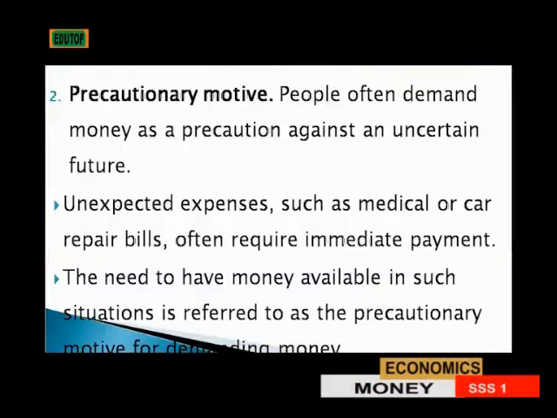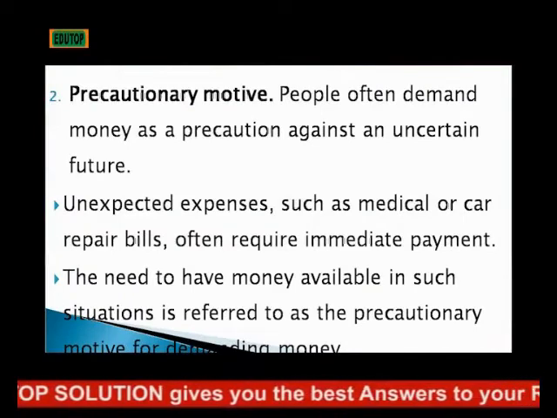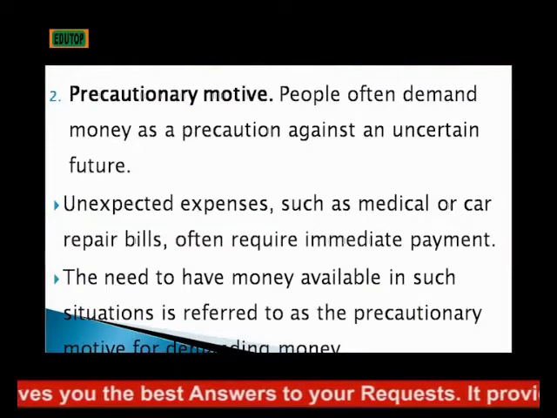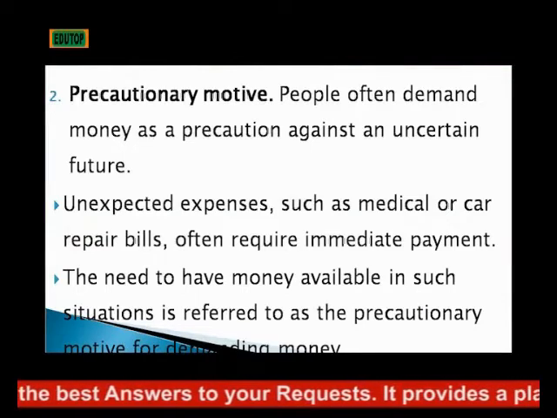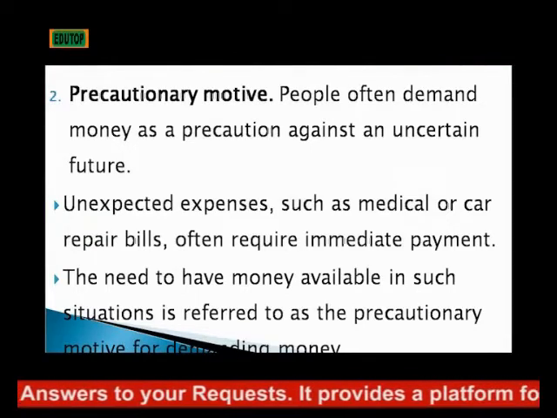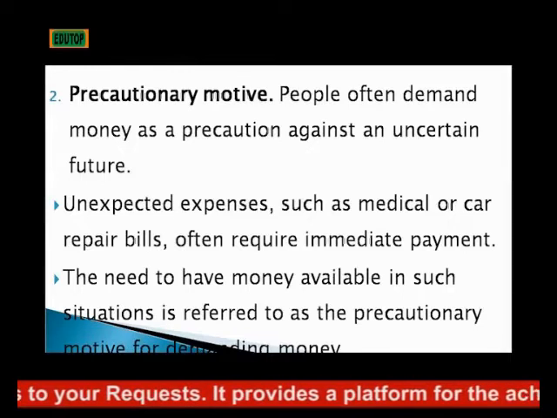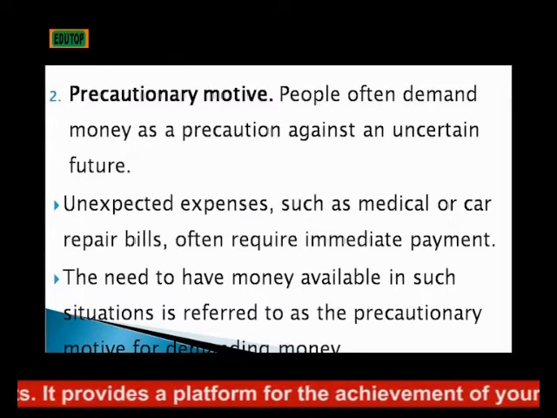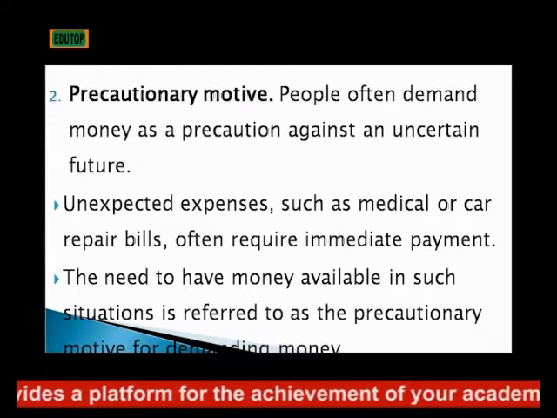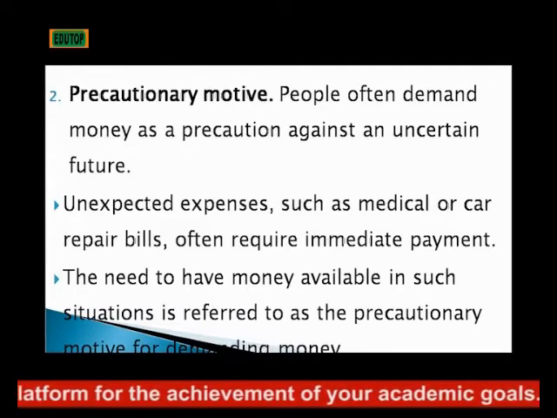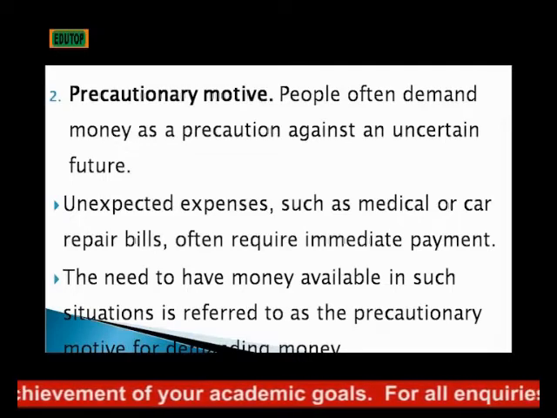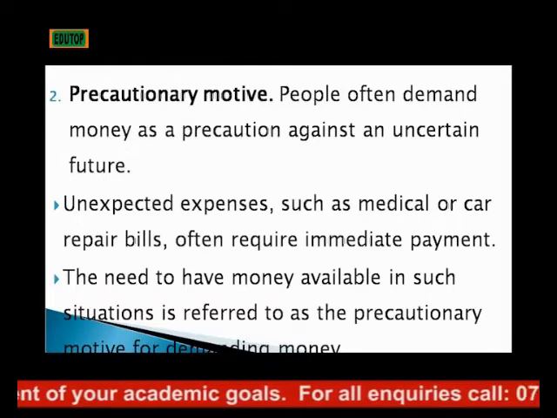Number two, precautionary motive. People often demand money as a precaution against an uncertain future. We have unexpected expenses such as medical care or car repairs or one bill or the other that will arise in the future. We may not even be able to forecast them. We cannot say how much we will need tomorrow, because some things you did not plan for can arise.